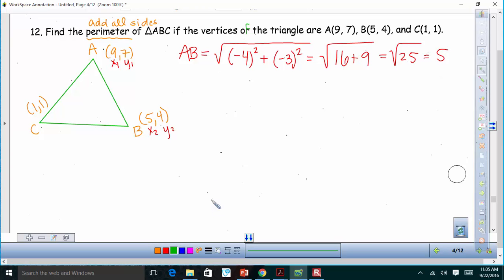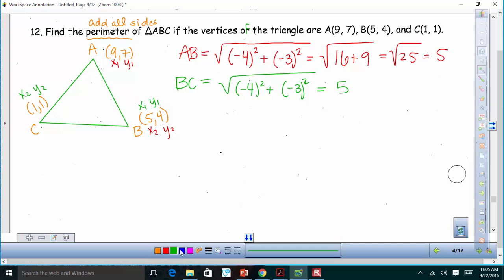Okay, let's look from B to C now. So this is now going to be x1, y1, x2, y2. So I'm going to do 1 minus 5. What is 1 minus 5? Negative 4 squared plus 1 minus 4, negative 3. So what is this going to be as well? It's going to be 5 because it's exactly the same as this. So that length's going to be 5.